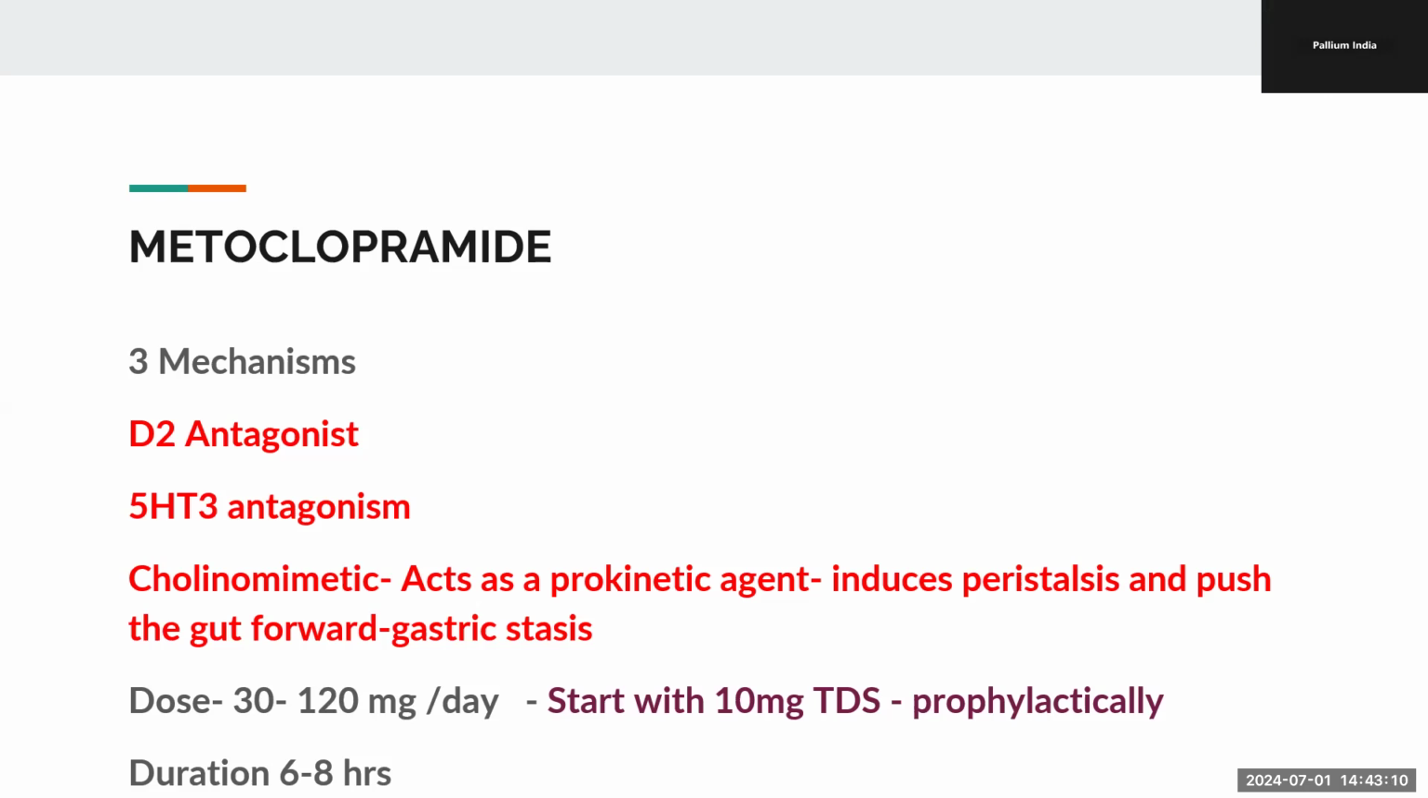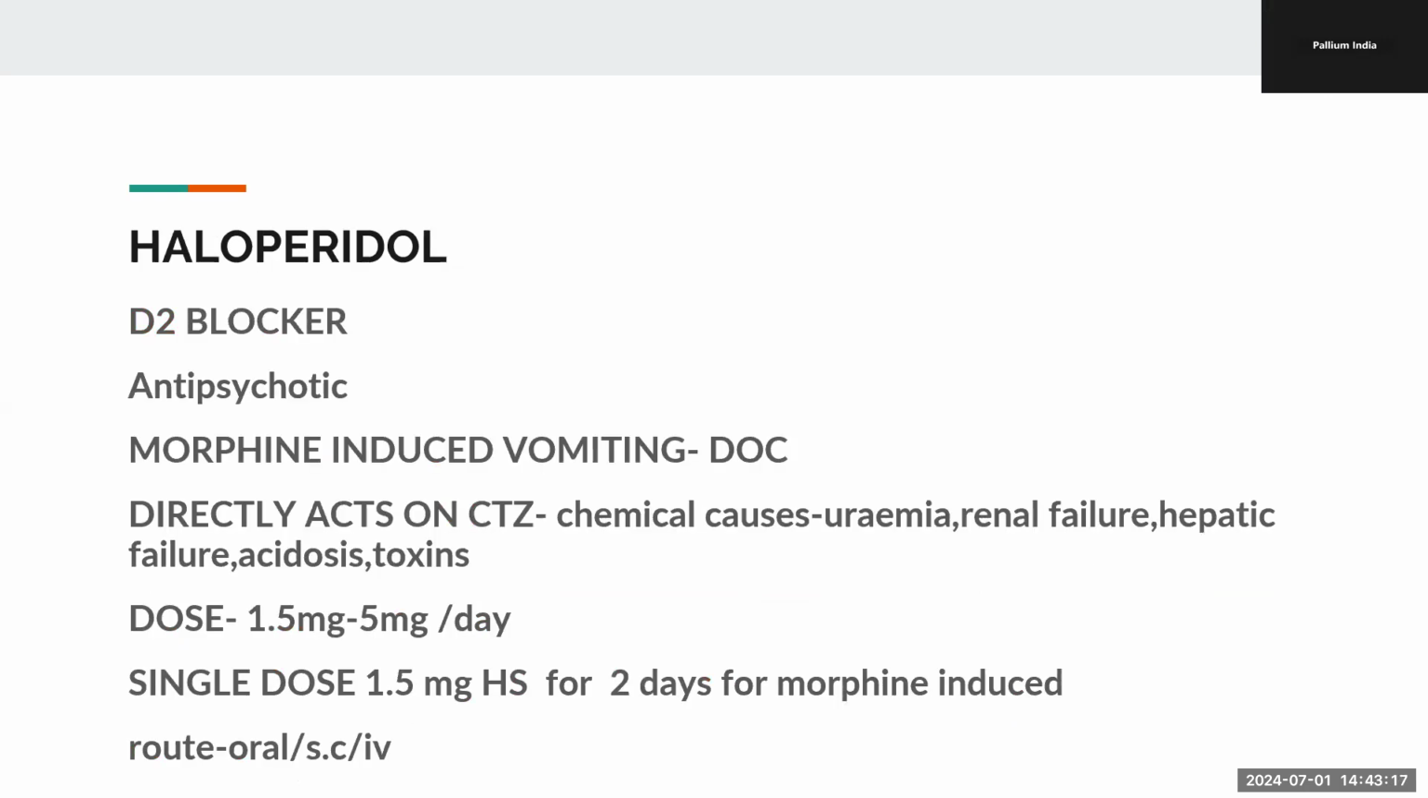And the next one, next slide. Haloperidol. Haloperidol is a drug which we use very commonly in our setting because it has a lot of properties. It is a D2 blocker, and it is an antipsychotic, right? But still, we can use it for controlling vomiting. The drug of choice for morphine-induced vomiting is haloperidol.